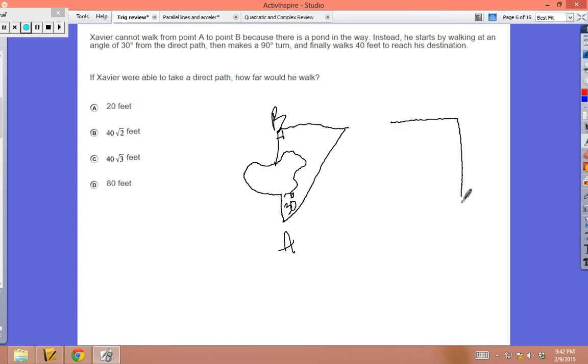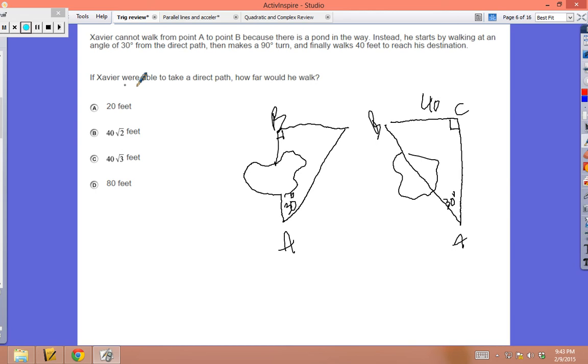Alright. So the triangle I need has got to be like this. He goes from A, but here's the pond in the way, so he can't go straight from A to B. So instead he turns 30 degrees, starts walking, and then he turns 90, so he makes a straight left, and he walks 40 feet. So this distance, if we call this guy C right here, from C to B is 40.